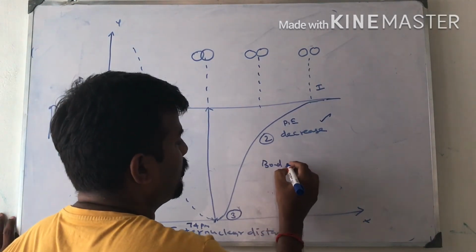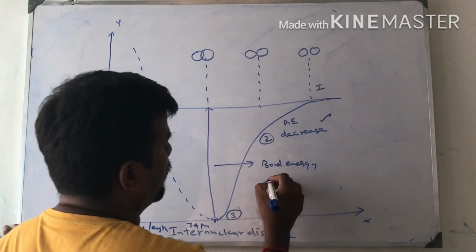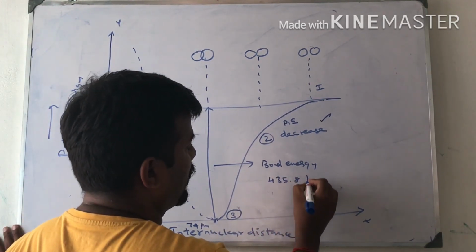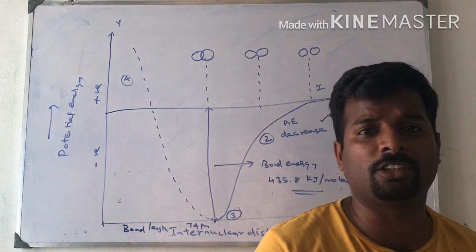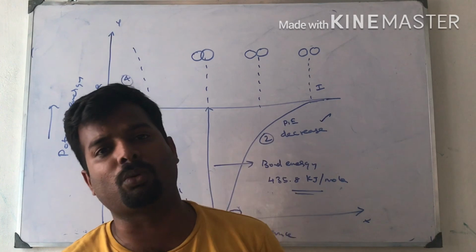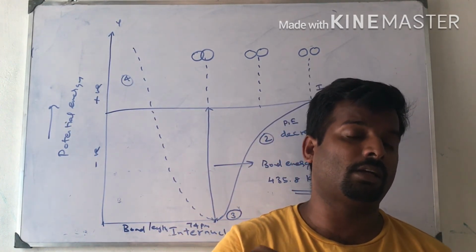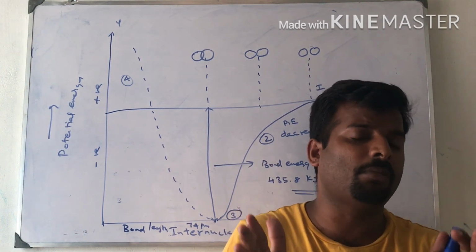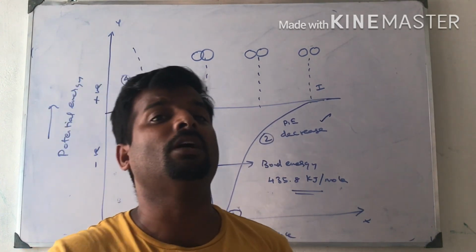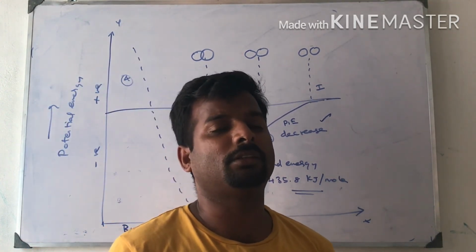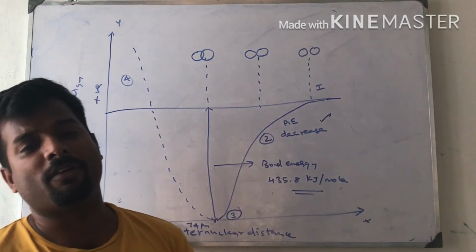Bond energy, what is bond energy or bond enthalpy? Bond energy of hydrogen is 435.8 kilojoules per mole. What is meant by bond enthalpy? The energy required to break the bond between two atoms is called bond enthalpy. Here the bond enthalpy is the energy used to break the two hydrogen atoms. Suppose the same amount of energy is released when the atoms combine, then the bond will be formed. These are the terms related to the valence bond theory.